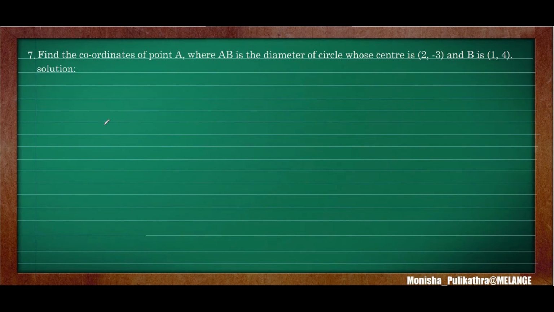Moving on to the seventh problem. Find the coordinates of point A, where AB is the diameter of a circle whose center is (2, -3) and B is (1, 4). So let us consider this as a diameter.